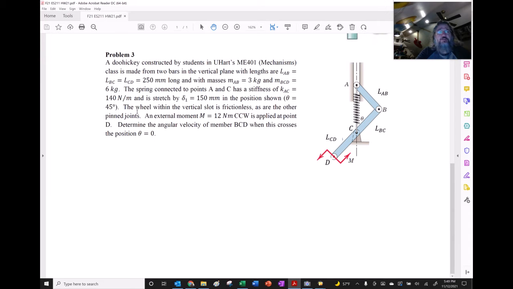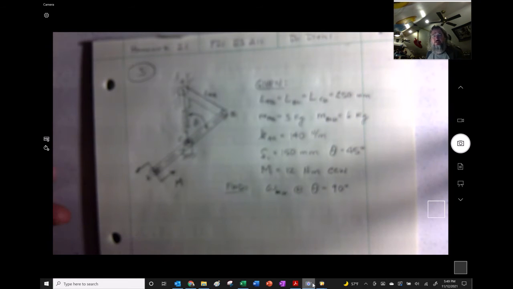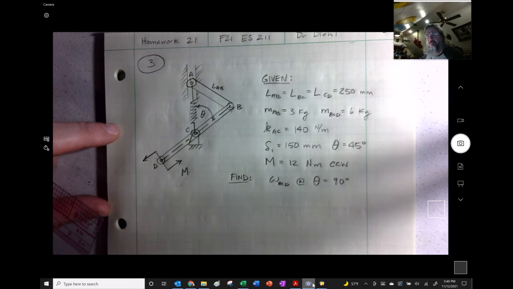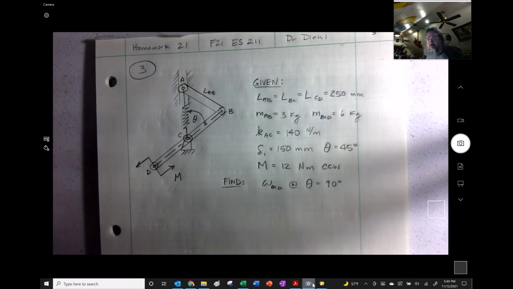The wheel within this slot is frictionless, as are the other pin joints, and there's this external moment being placed here of 12 newton meters, and we want to find the angular velocity of BCD when it crosses through the position theta equals 0. So a lot of things going on here. I like this because it's not obvious in the beginning all the things that you're going to have to do. So I have to ponder this a bit.